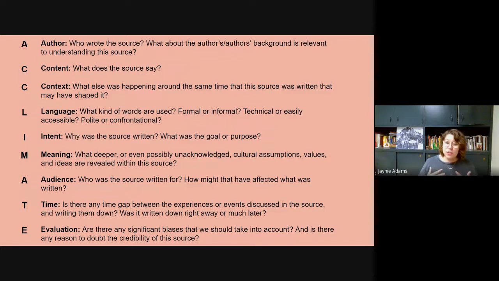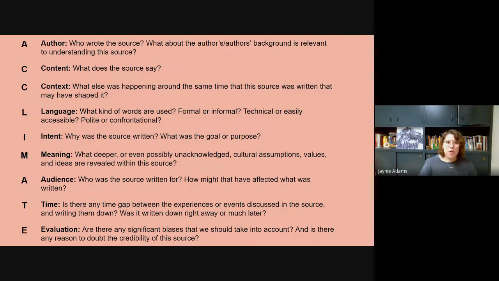Language, right? Not only thinking about different kinds of languages, but also the language within the text. What kind of words are used? Are they formal? Are they informal? Is it technical? Is it accessible? Is it polite? Is it confrontational? Think about how you would describe the language within the piece. And then you want to think about intent. Why was the source written? What was the goal or purpose, right? Is this personal correspondence? Is this a persuasive letter? Is this an advertisement? Those are all different kinds of intent.